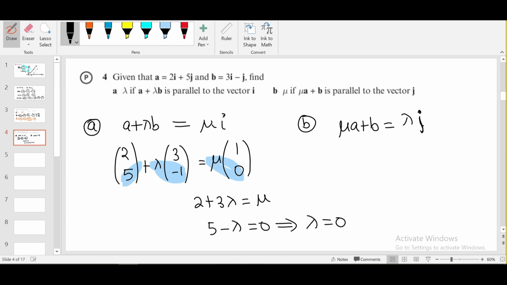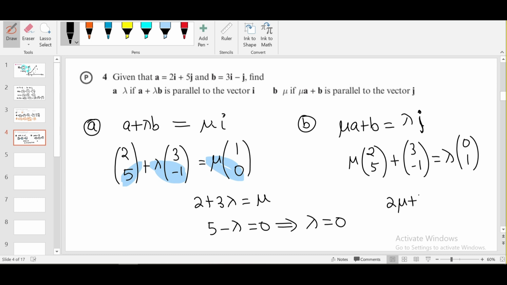Okay, and then sub in everything here. A is 2, 5. So mu times 2, 5 plus B, which is 3, minus 1, is equal to lambda times 0, 1. Frame the first equation. 2 mu plus 3 is equal to 0. You got the value of mu already. You don't need the second equation.